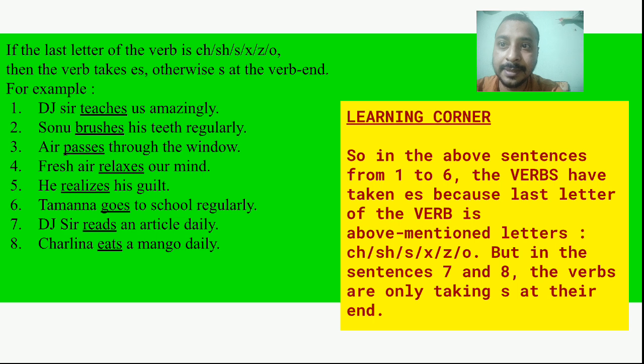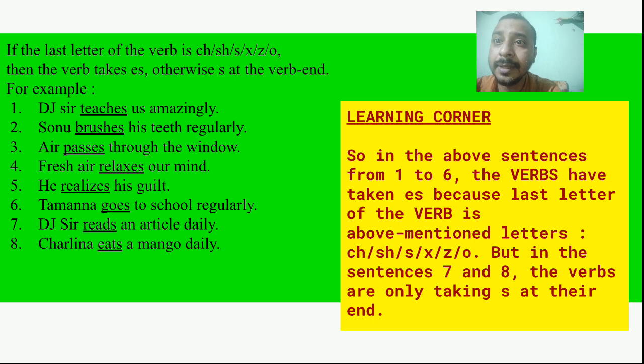Brushes, because of SH at the last, so ES. Next, air passes through the window. Pass, S is last, so ES. Next, number 4, relax. X is at the last of the verb, so ES. Next, number 5, realize. Z, E. Then S, because the last letter of realize is E, not Z.